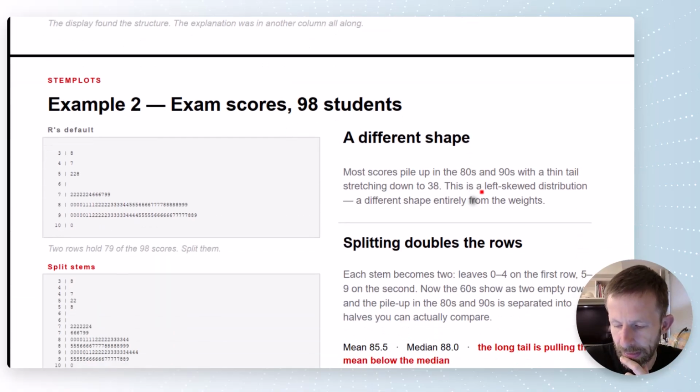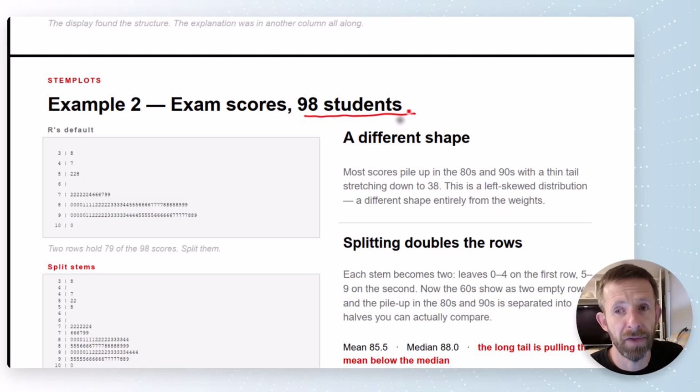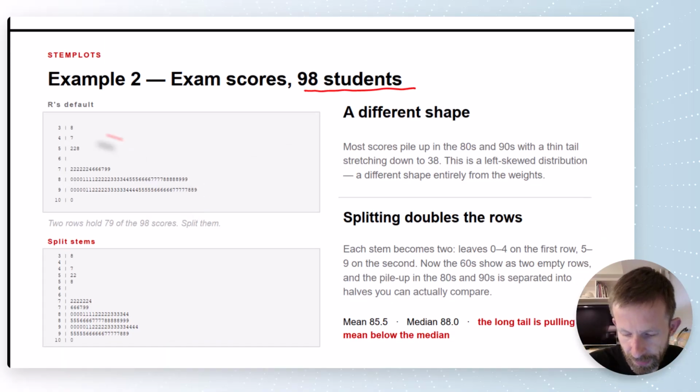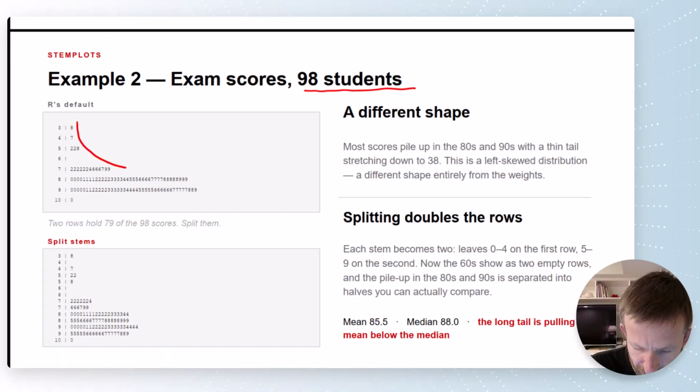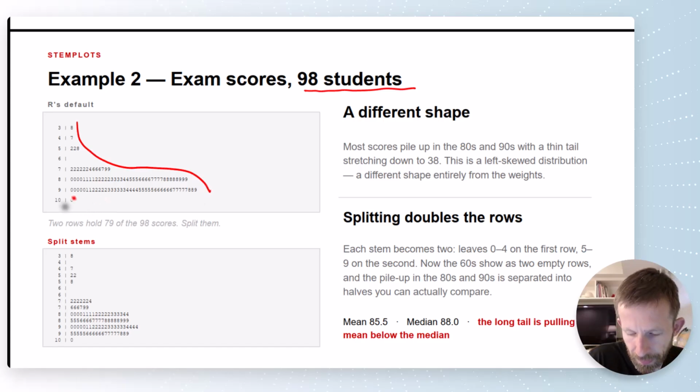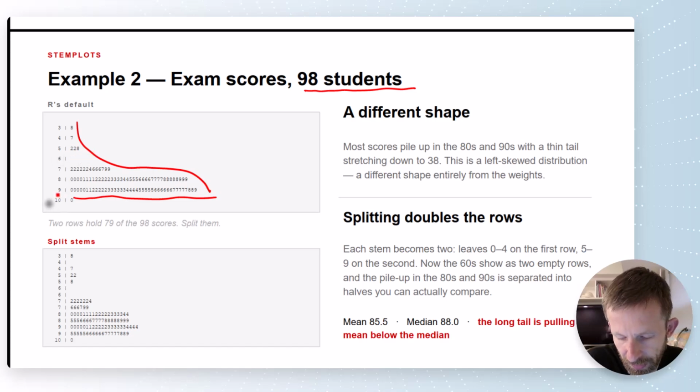All right, stemplots. Another example is exam scores from students. I had 98 students who took a fairly easy exam, and here are their grades. You can see a left skewed distribution. This is pretty busy. The lowest student got a 38, and then a 47, then 58. Here we have a bunch of 90s, 91s, 92s, 94s. And here I want to split the stem, because this is too busy.